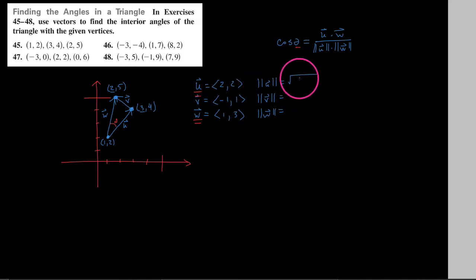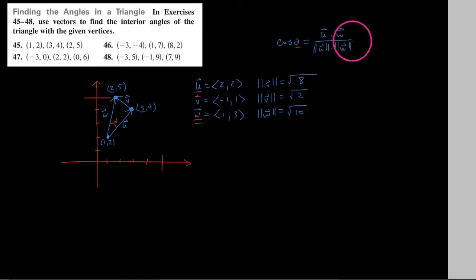You add 4 plus 4 together, we get 8, so root 8. And I know I can reduce this, but I'm going to leave it for now. Here I would get squaring negative 1 and 1, we get 1 and 1. If I add those together, I get 2, so square root of 2. And then squaring both these components, we get 1 and 9. Add those together, we get 10. So these are all of our magnitudes here.